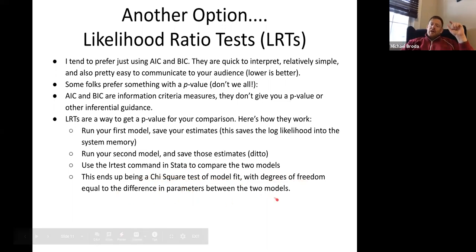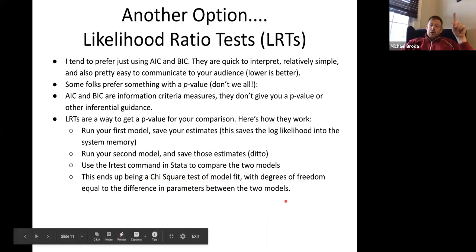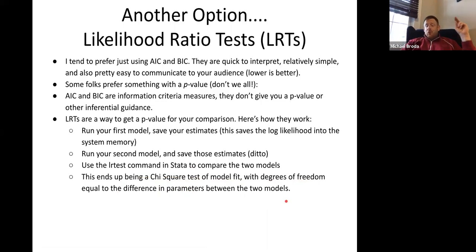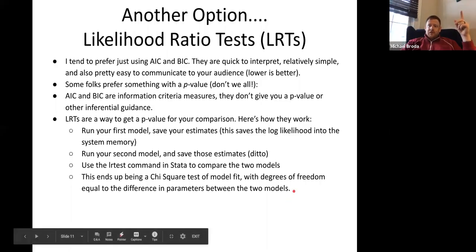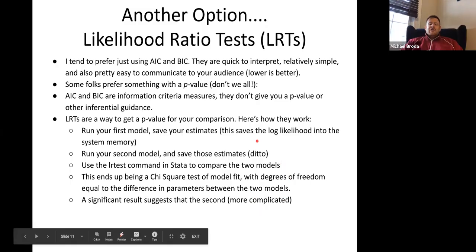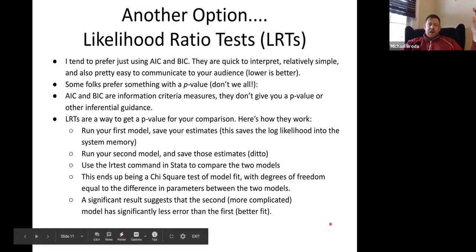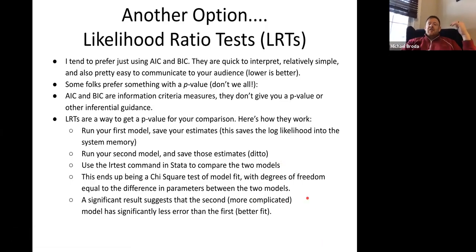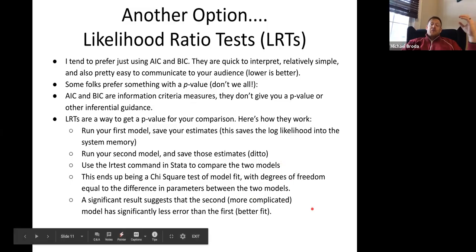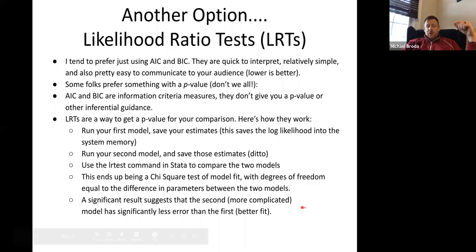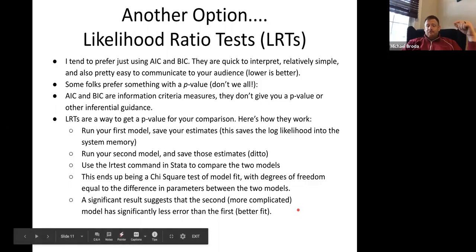So if you're adding just a random slope, that will typically be a 1 degree of freedom difference. If you're adding a fixed predictor, that'll be a 1 degree of freedom difference. If you add 3 predictors, that's a 3 degree of freedom difference. A significant result suggests that the second model, the one you're comparing, has significantly less error than the first. So if your test is significant, then the more complicated model actually is a better fit. If it's not significant, then it's not worth going to the more complicated model. That's one way to think about this.